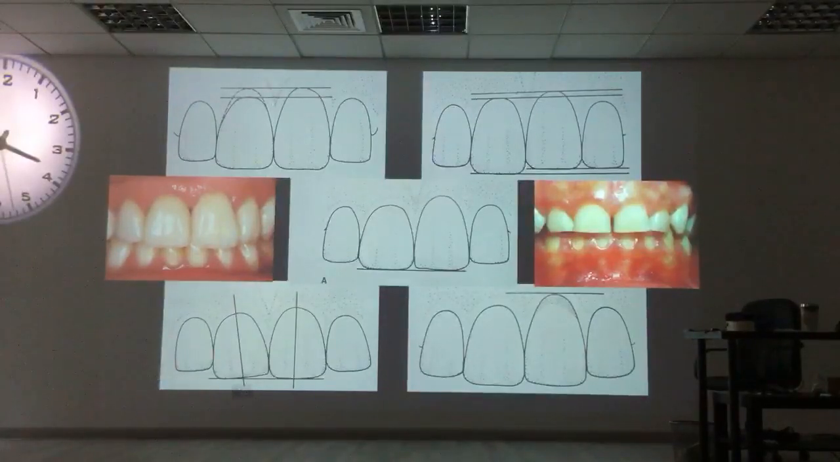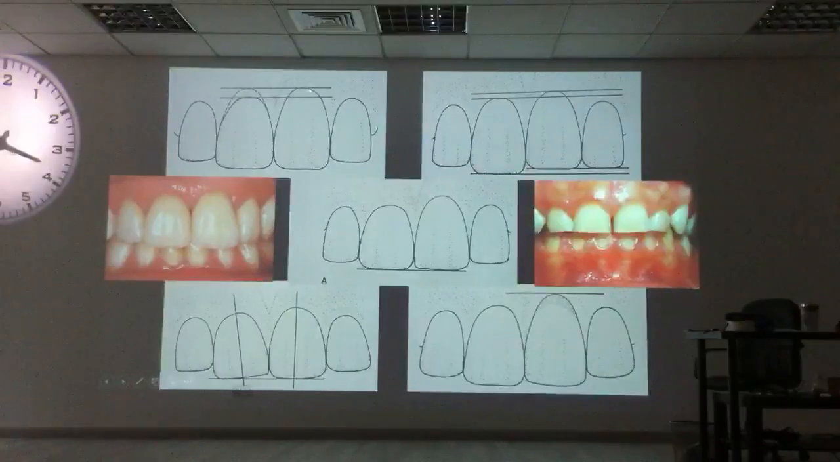Do we need to consider the gingival height of the lateral? Yeah, of course. If you put the implant a little higher, the central is too much longer, comparable with the lateral, definitely. You have to pay attention to the position of the gingiva here.